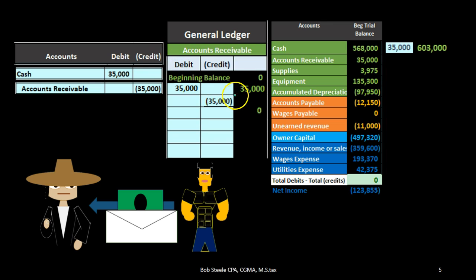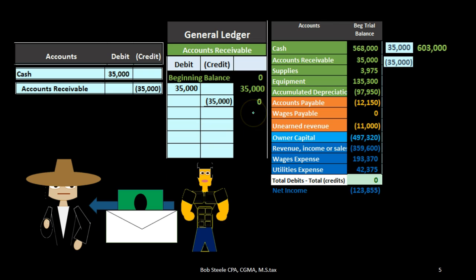So that's going to bring the balance down. We can think of that in two ways. One, the running balance, $35,000 debit, minus the new activity, which is a credit, bringing the balance down to zero, or summing up the debits, 35, summing up the credits, 35, debits minus the credits would then equal zero.